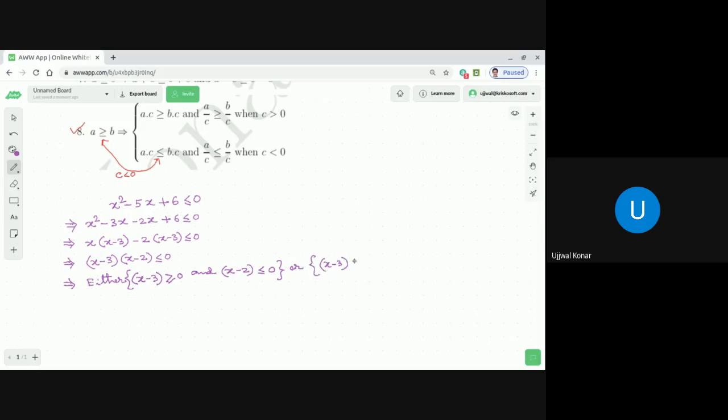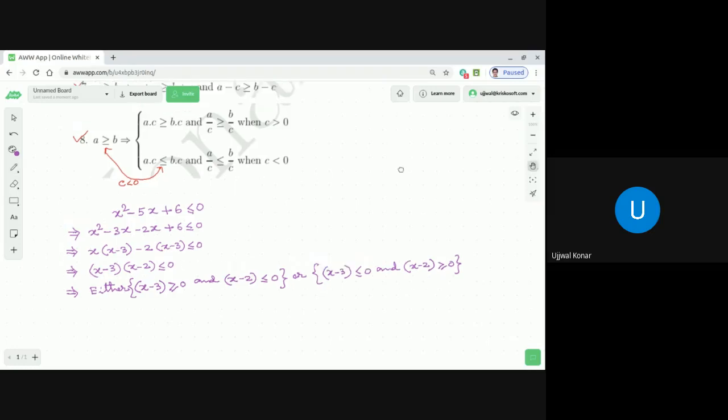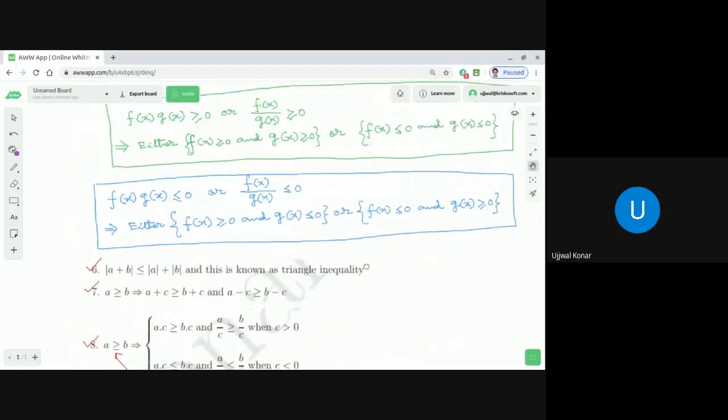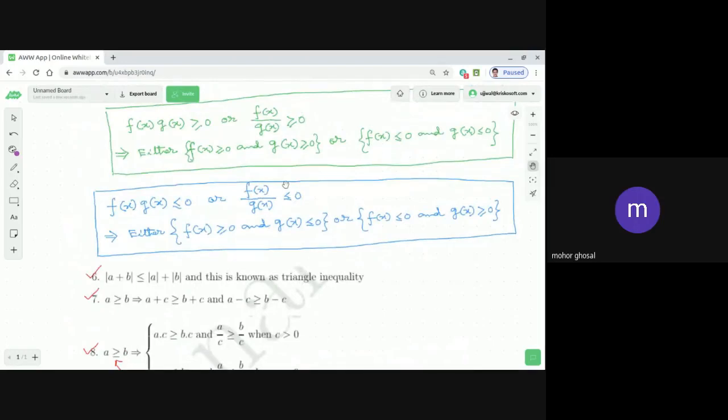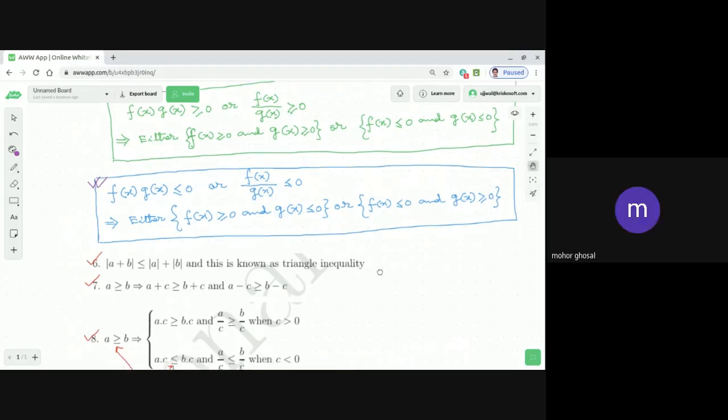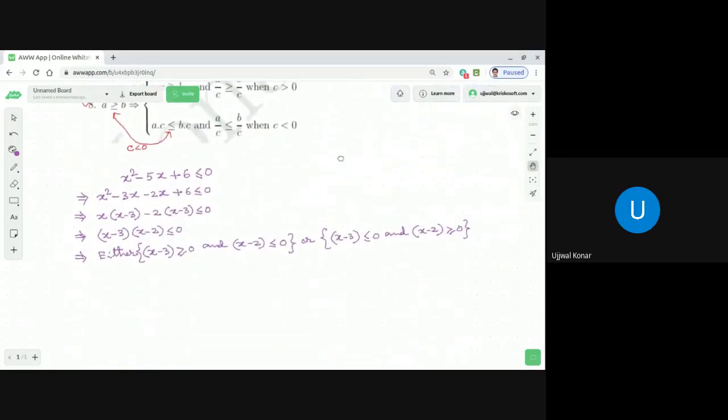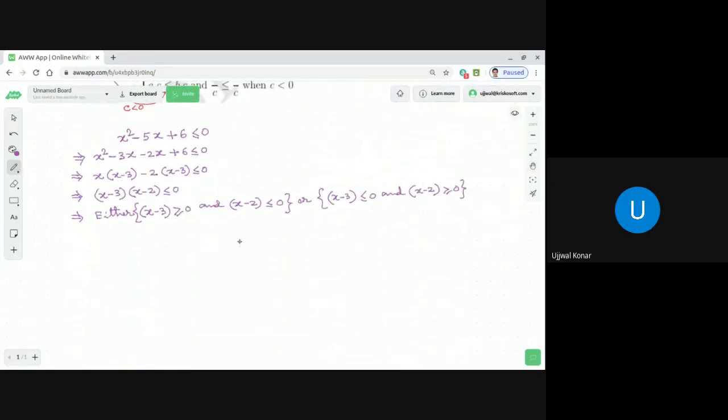x minus 3 is less than equal to 0 and x minus 2 is greater than equal to 0. Any difficulty here, dear students? We just follow this property here: f(x) into g(x) is less than equal to 0. If you notice, dear students, this property we have used here, that either one is greater than equal to 0, other is less than equal to 0. And after that, you see, a very interesting thing we will achieve.